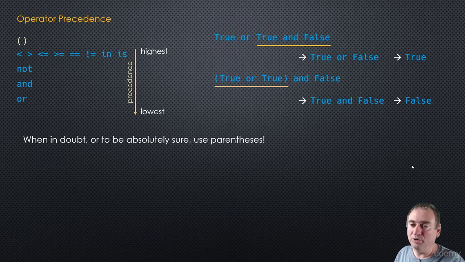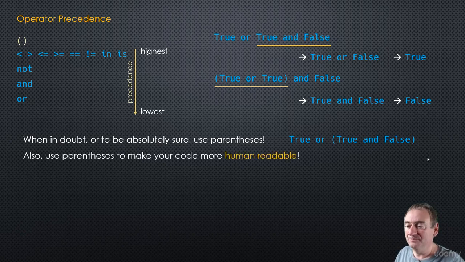There's nothing wrong with putting a few extra parentheses in your expressions if it helps make it clearer. For example, it's perfectly fine to write true or (true and false). That's okay. And yes, you technically don't need the parentheses, but it's more readable. You can understand what's going on. And that's a key part to a lot of code: you really want to try and make your code not just efficient for the machine to handle, but also human readable.